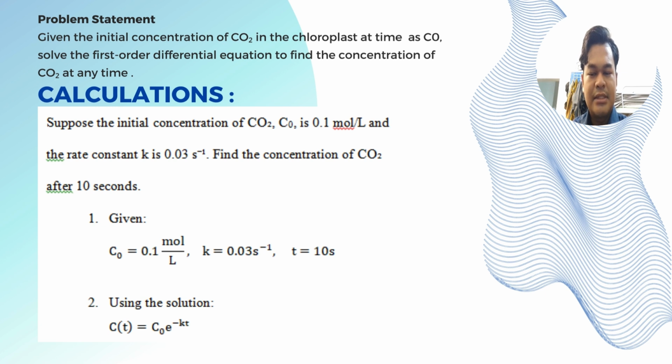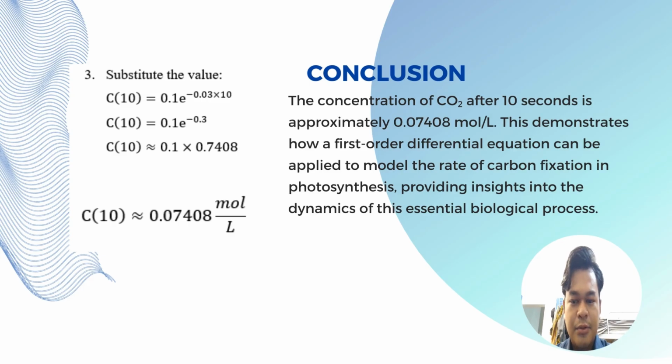The second step is using the solution that we got earlier, where C(t) is equal to C naught e to the power of negative kt. Next, we substitute all the given values: C at 10 seconds is equal to 0.1 e to the power of negative 0.03 times 10. So C at 10 seconds is equal to 0.1 e to the power of negative 0.3, and solving it, C at 10 seconds is approximately 0.07408 mole per liter. As a conclusion, the concentration of carbon dioxide after 10 seconds is approximately 0.07408 mole per liter.